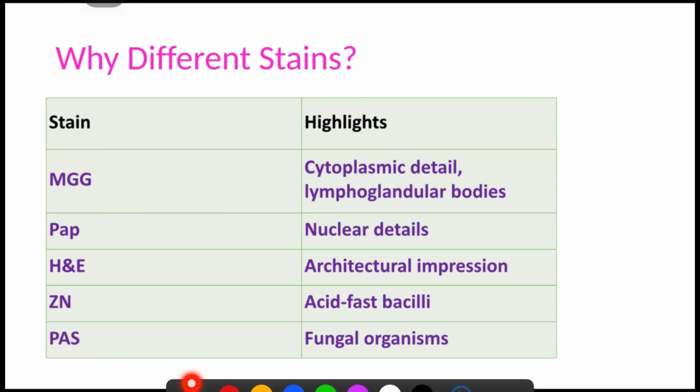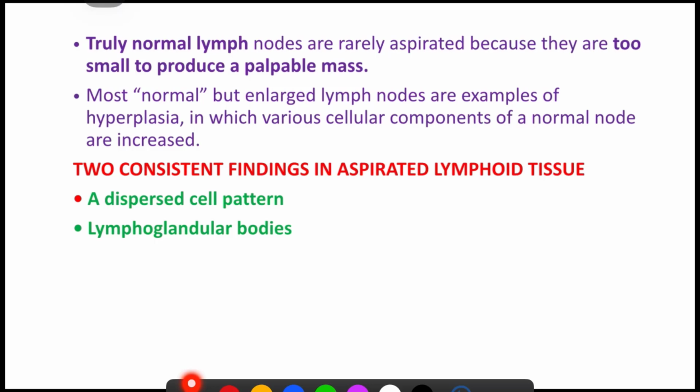So, if we do Giemsa stain or MGG stain, it gives cytoplasmic detail and we can easily identify lymphoglandular bodies. So, what are lymphoglandular bodies? That we will discuss later on. Now, PAP stain will give us excellent nuclear details. H&E, which gives an architectural impression, is easy with this stain. ZN for acid fast bacilli to detect tuberculosis, and PAS for fungal organisms.